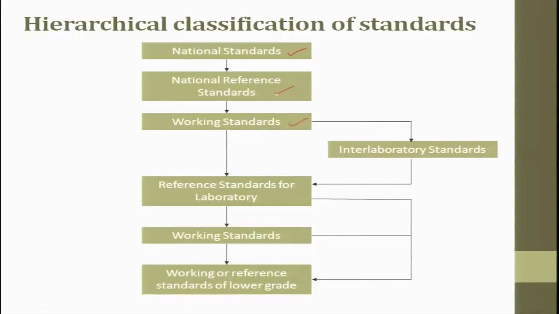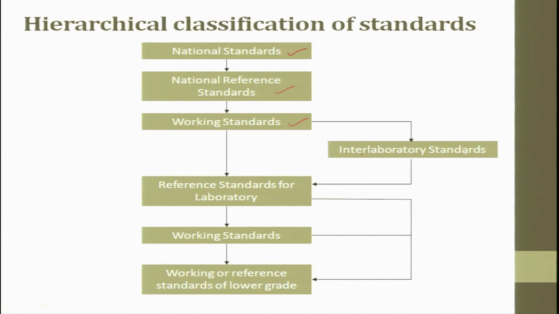So, it is the hierarchy, we have to see how it goes, and then we have to balance it. It is national standard, then national reference standards next, and then the third one is a working standard. Then you will have reference standard for working. So, national reference standards, then reference standard for laboratory, then working standards, then working or reference standards at a lower grade. At every standard you also have a reference with respect to that nation. For working standard, you can also have inter-laboratory standard.